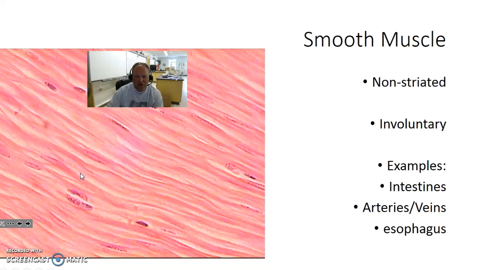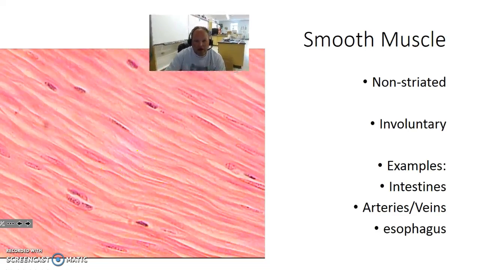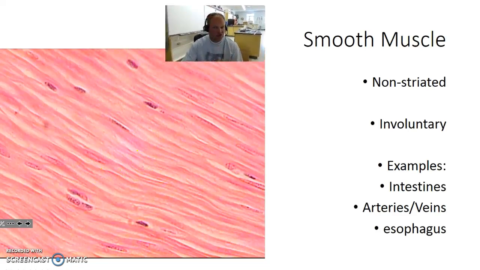In contrast, smooth. I would argue this is the one we're probably the least strong in. If you look, oh my goodness, that's a disaster. I don't see any stripes. I don't see any patterns. It just looks like a sea of red. This is smooth muscle. We call this non-striated. It's a little more unorganized.